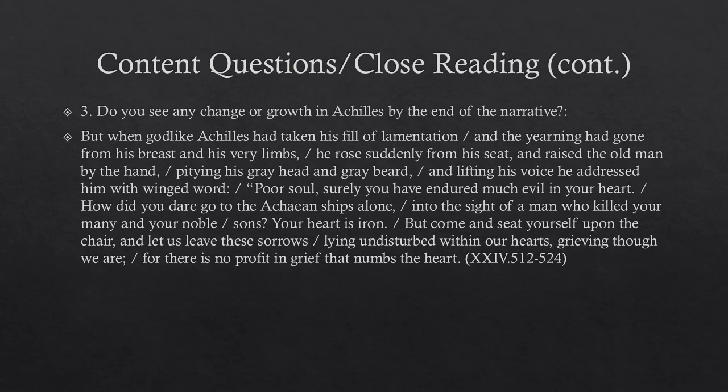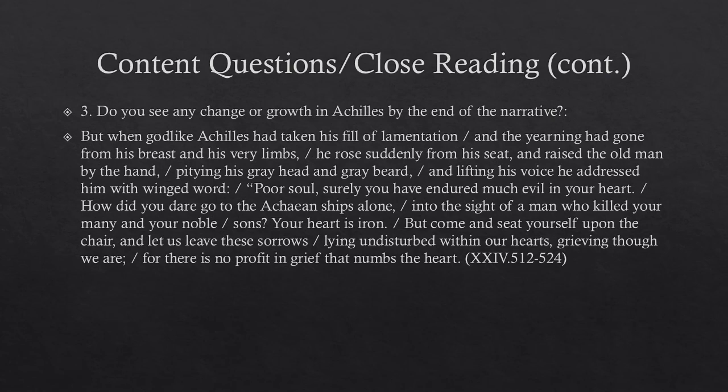But when godlike Achilles had taken his fill of lamentation, and the yearning had gone from his breast and his very limbs, he rose suddenly from his seat and raised the old man by the hand, pitying his gray head and gray beard, and lifting his voice he addressed him with winged words. Poor soul, surely you have endured much evil in your heart. How did you dare go to the Achaean ships alone, and to the side of a man who killed your many and noble sons? Your heart is iron. But come and seat yourself upon the chair, and let us leave these sorrows lying undisturbed within our hearts, grieving though we are, for there is no profit in grief that numbs the heart.